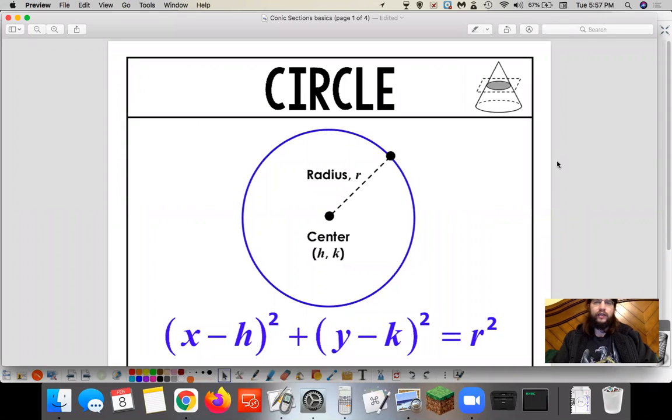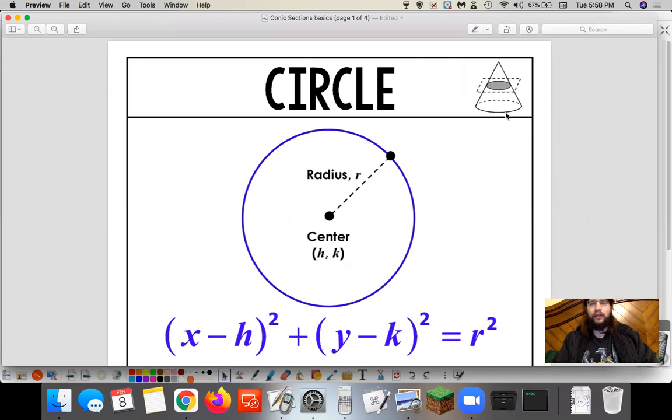Hey guys, so today we're going to check out the conic sections. A conic section is just a part of the cone, and we have a few of them we're going to look at. First part is the circle. If we cut a cone parallel to its base, that's going to produce a circle.